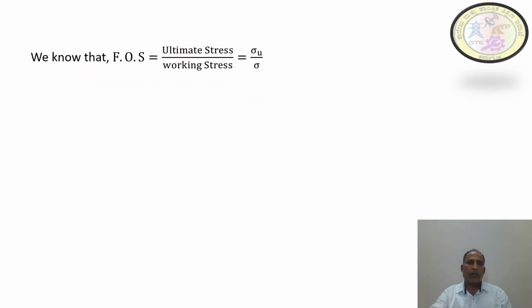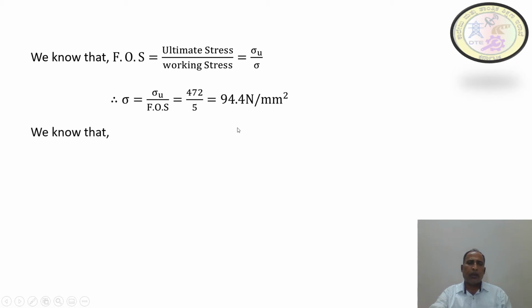We know that factor of safety is equal to ultimate stress by working stress. Therefore, FOS is equal to sigma u by sigma. From this equation, we can calculate sigma is equal to sigma u divided by factor of safety. Sigma u is given, the ultimate stress is 472 and the factor of safety is 5. Therefore, the safe stress is 94.4 Newton per mm square. Once we know the value of stress, then we can calculate the cross-sectional area, as the load is also given in the problem.